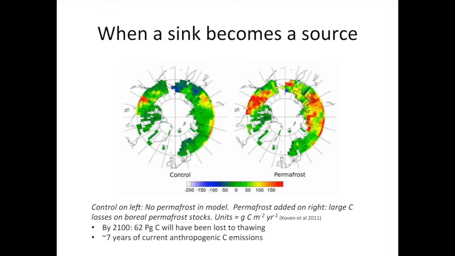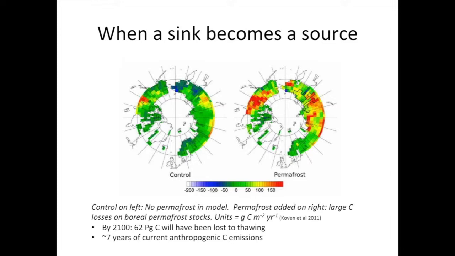The concern is what happens when a sink becomes a source. And this is really a concern with permafrost melting, and we know that. Yet in the last IPCC report, they emphasize the carbon accumulation of biomass growing, forest biomass and shrub biomass growing on permafrost soils as it melts out.